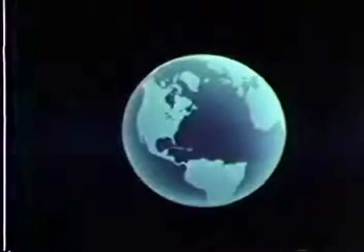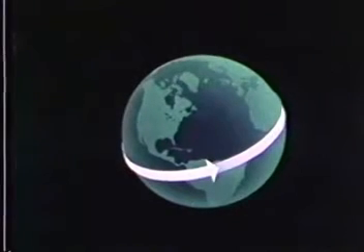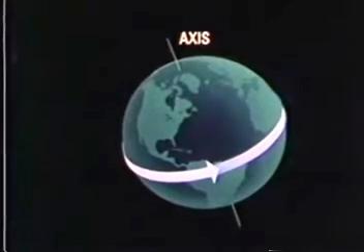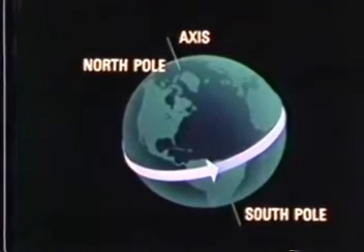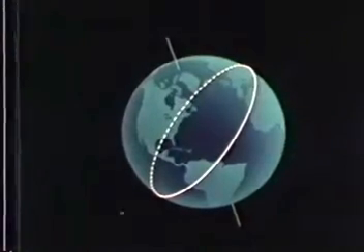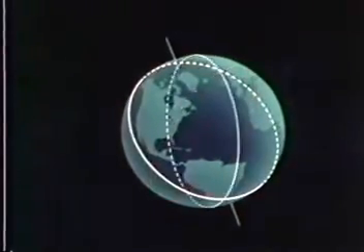Let's begin on the Earth, or the terrestrial sphere, as it is sometimes called. The Earth rotates around an imaginary line called the axis. The intersection of the axis and the surface of the sphere are designated the North and South Poles. A plane that cuts through the center of the Earth creates an arc on the Earth's surface known as a great circle. There can be any number of great circles.